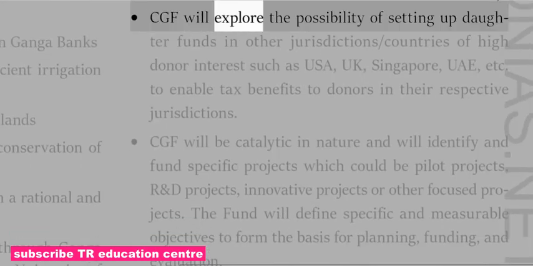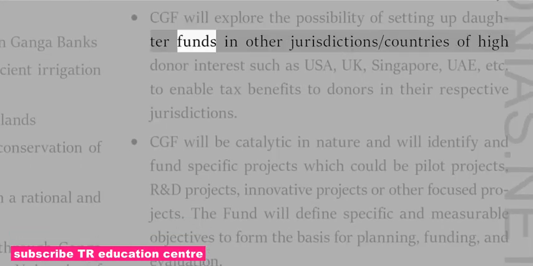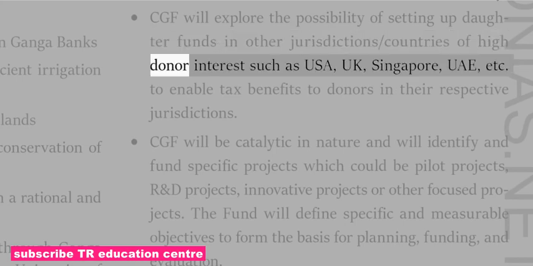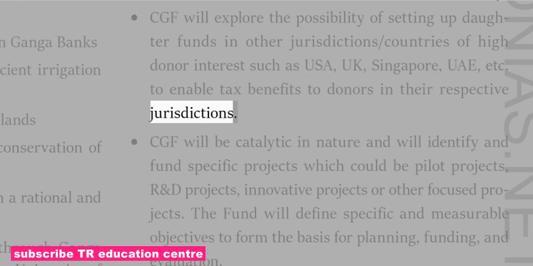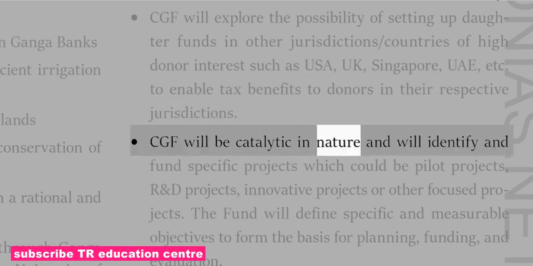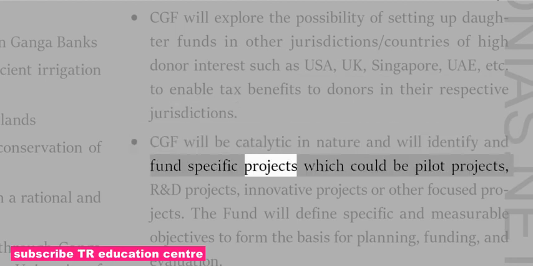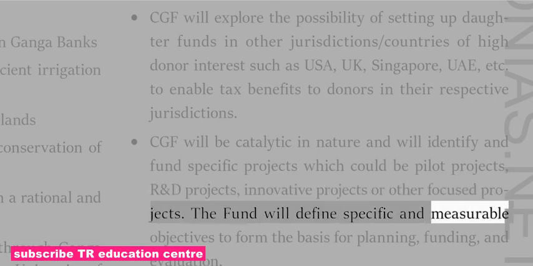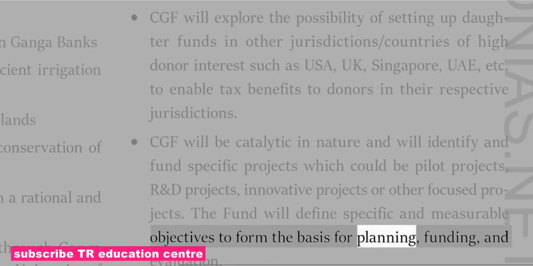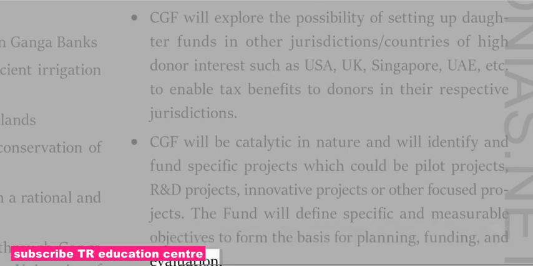CGF will explore the possibility of setting up daughter funds in other jurisdictions, countries of high donor interest such as USA, UK, Singapore, UAE, etc., to enable tax benefits to donors in their respective jurisdictions. CGF will be catalytic in nature and will identify and fund specific projects which could be pilot projects, R&D projects, innovative projects or other focused projects. The fund will define specific and measurable objectives to form the basis for planning, funding, and evaluation.